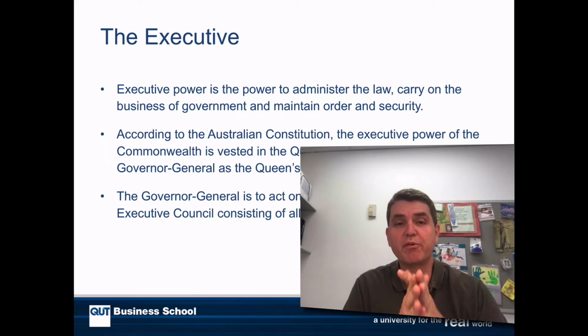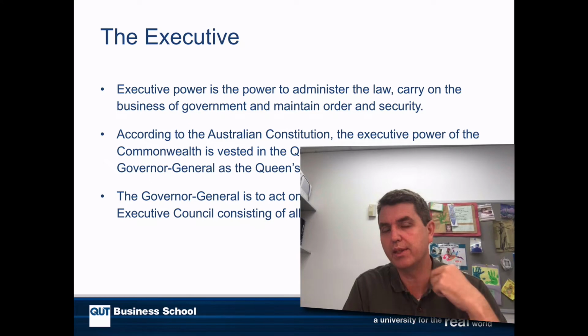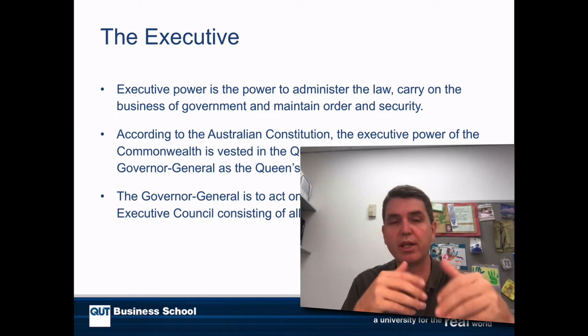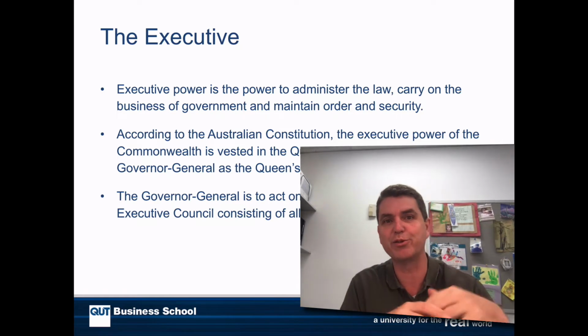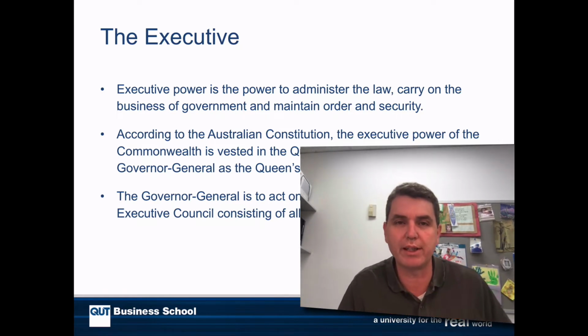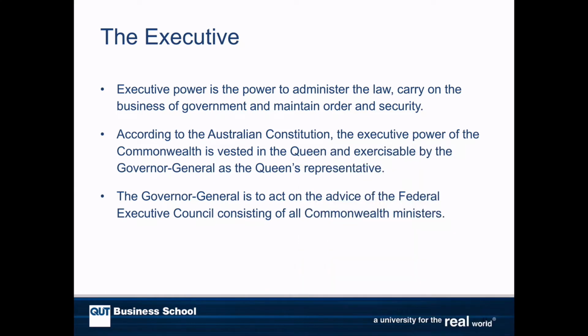So the first arm of government that we looked at was the legislature, the people who make the law. The second arm that we've got to look at are those who administer or put the law into practice or look after government, and that's called the executive. So why don't we have a look at the executive? So executive power is the power to administer the law, carry on the business of government, maintain order and security.